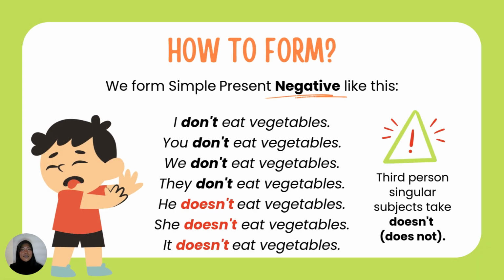Alright, next. How do we form simple present negative sentences? I don't eat vegetables. You don't eat vegetables. We don't eat vegetables. They don't eat vegetables. He doesn't eat vegetables. She doesn't eat vegetables. It doesn't eat vegetables. Why so? Why does not? Why doesn't?